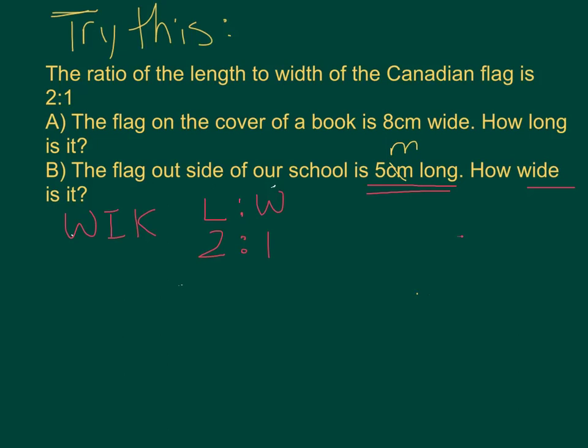So this time they've given me my length, and I am solving for my width. So I've got my two ratios, and I turn them into fractions. Now in this case, 2 multiplied by something is going to be hard to get to 5, because I can't really think of a number that I can multiply 2 by to get 5. So I am going to do my cross multiplication to figure this question out.